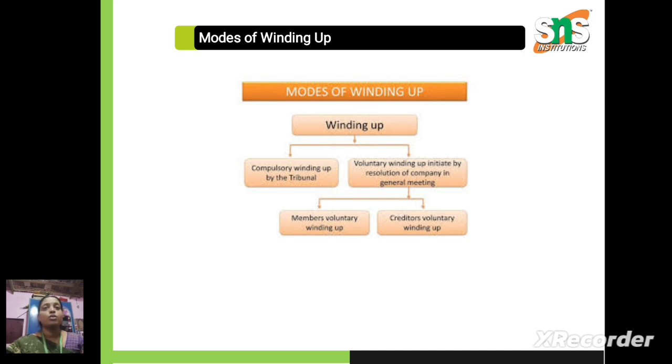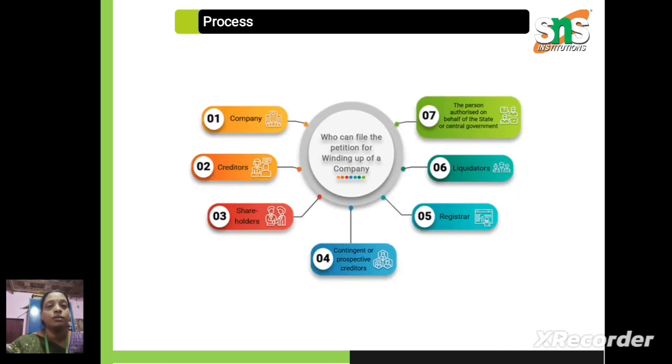So the next one is the petition process. The persons who may petition are of seven types. The first one is the company, the second one is creditors, the third one is shareholders, the fourth one is contributories, the fifth one is the registrar, the sixth one is liquidators, and the person authorized by both the state and the central governments.